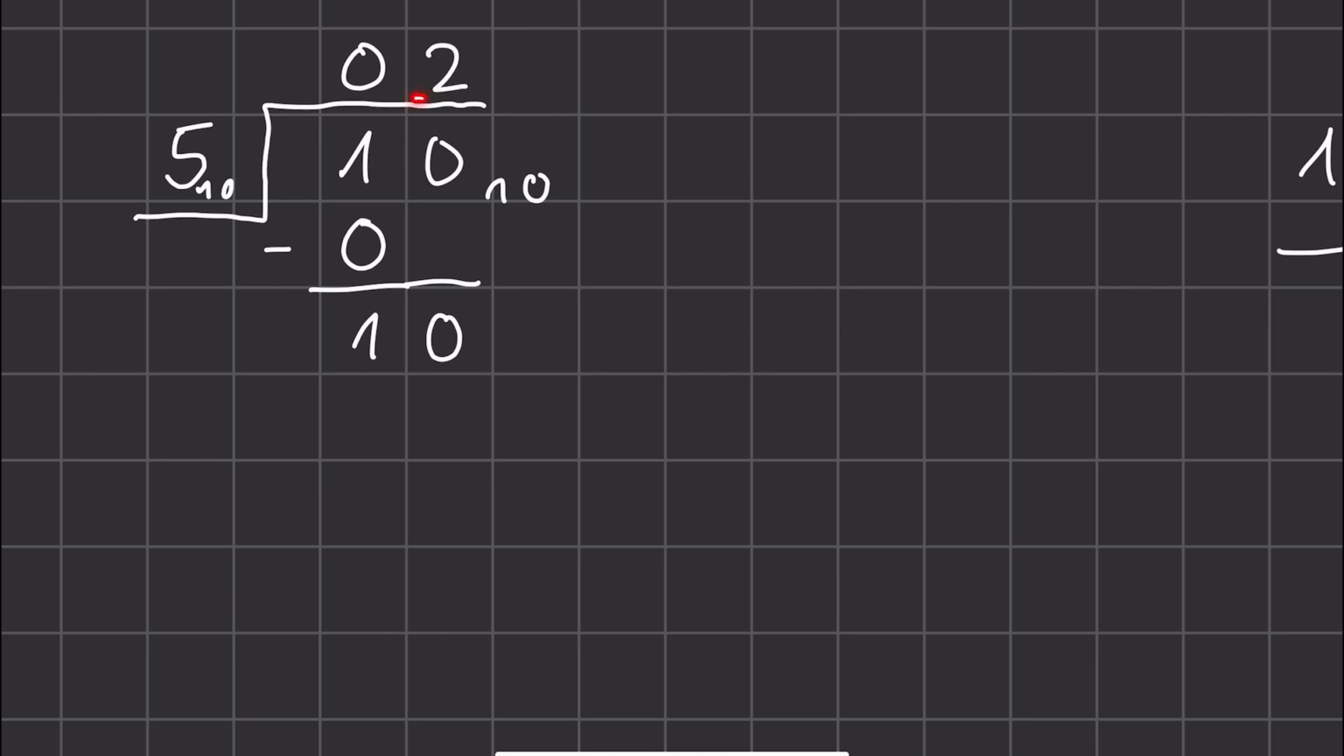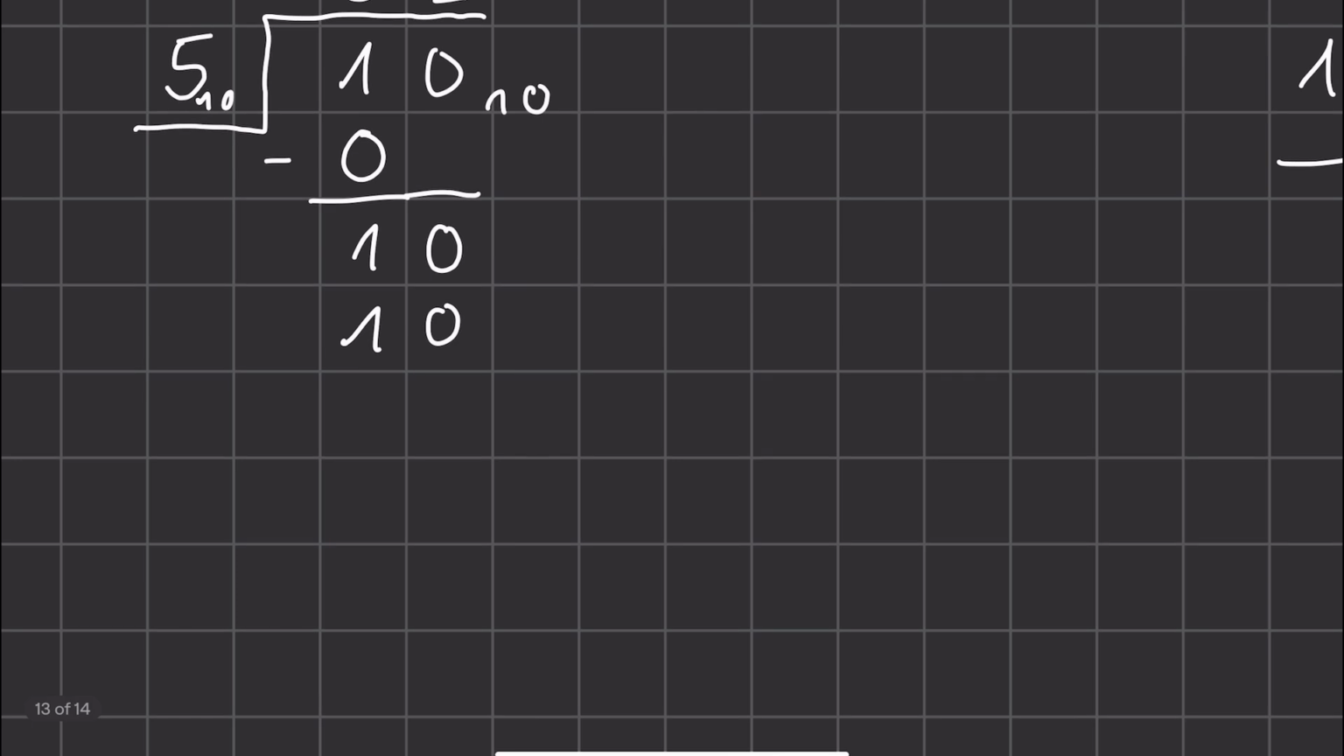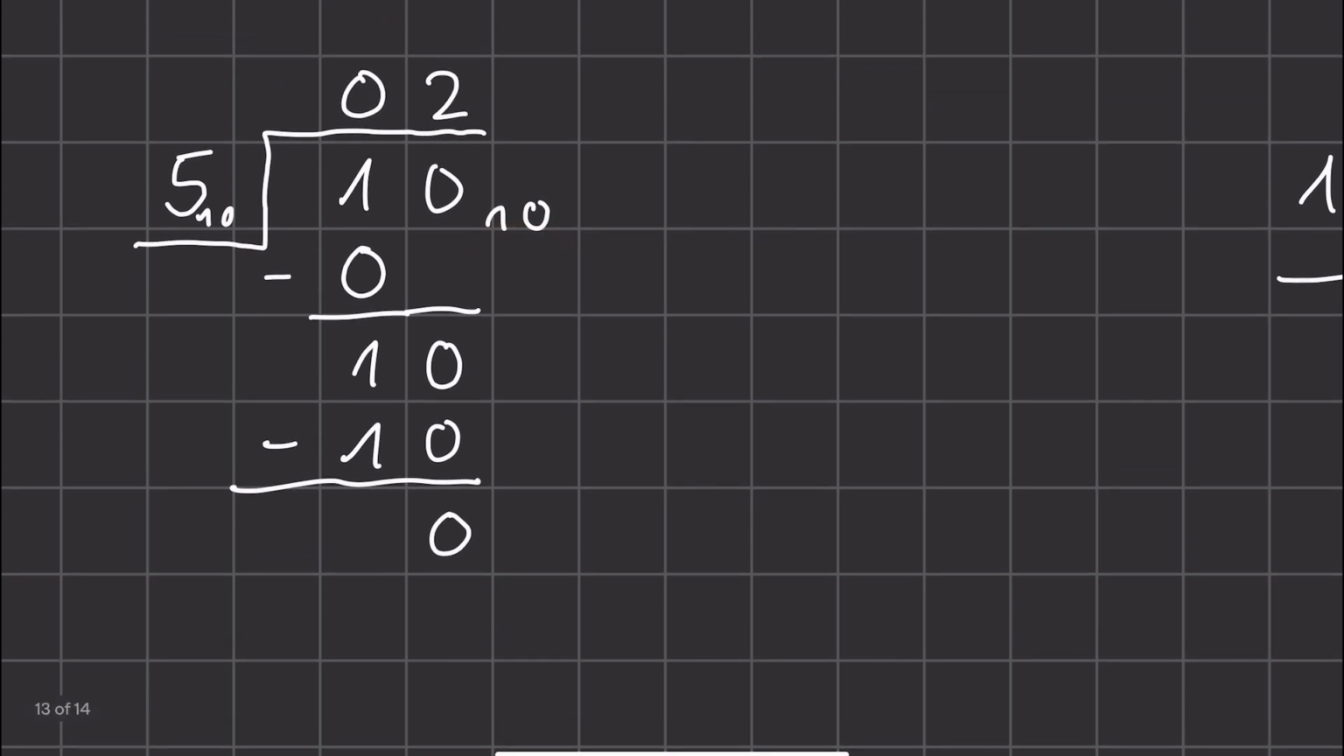Again, we will multiply this 2 times 5 and then write it here. And 2 times 5 is 10, as we've seen before. So we'll write 10 here and again subtract this. Now, 10 minus 10 is just 0. And since we don't have any further values up here, we know that we've reached the end. So our result of 10 divided by 5 is 2.